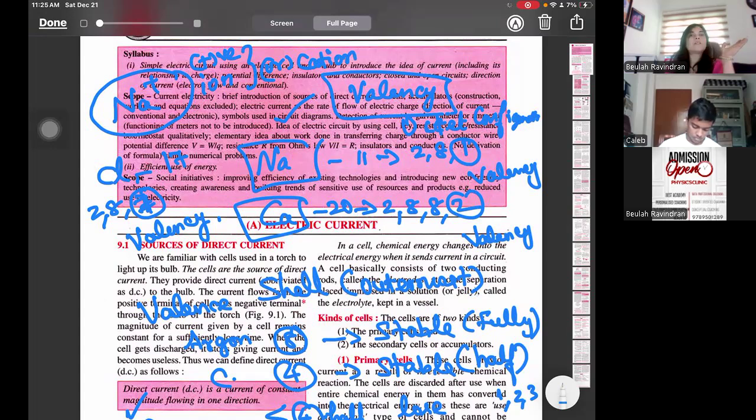Since it gets attracted towards the cathode, you know cathodes are negatively charged electrodes. You have learned in cells, right? So this is a positively charged ion. It gets attracted towards the cathode. So the scientists call this name as cation.